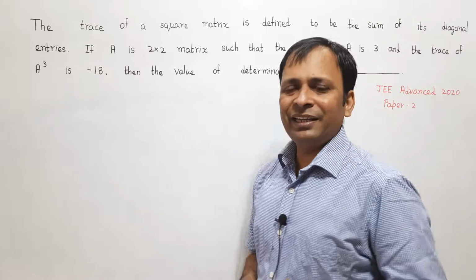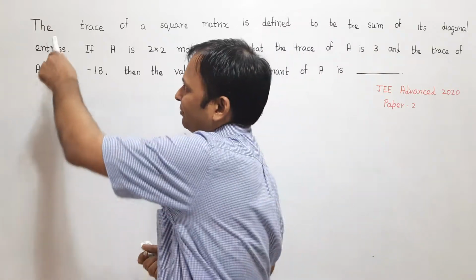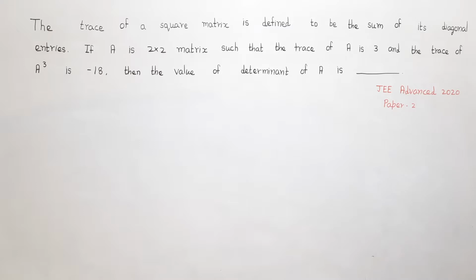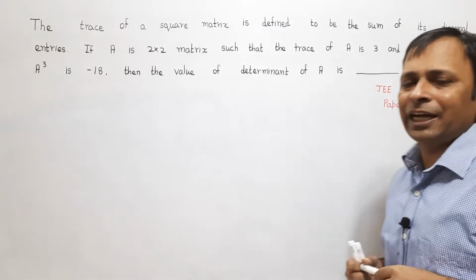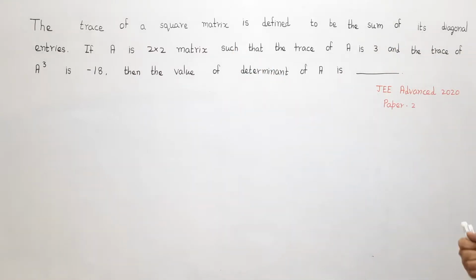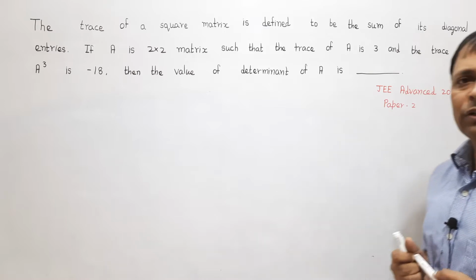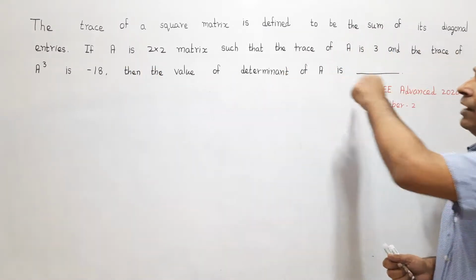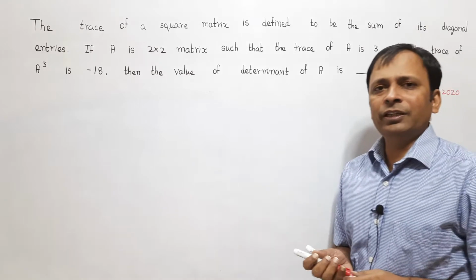So before going ahead, let me just read out the question, which says that the trace of a square matrix is defined to be the sum of its diagonal entries. If A is a 2 by 2 matrix such that the trace of A is 3 and the trace of A cube is minus 18, then the value of determinant of A is.